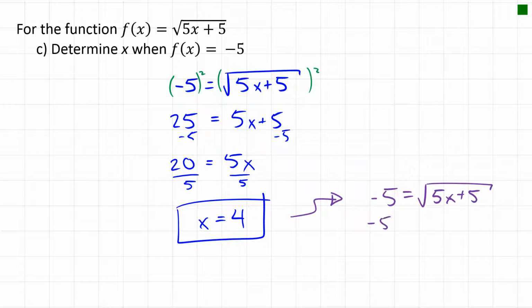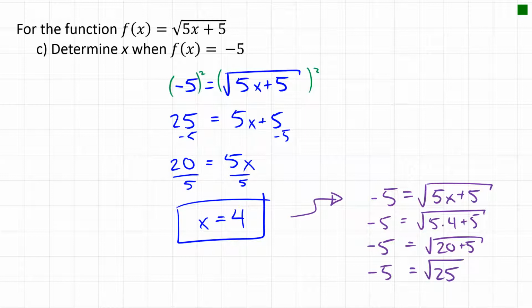And if we stick x equals 4 in, we get 5 times 4 plus 5. We get that -5 equals the square root of 20 plus 5, or that -5 is equal to the square root of 25. But we actually know that this does not work, which means x equals 4 is not a solution. So there is no x value.